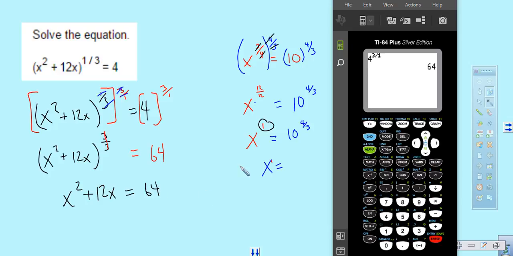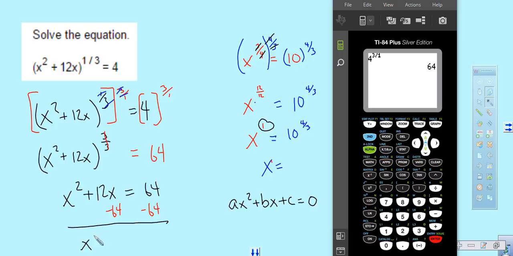At this point, what I would hope is that you see that you have a quadratic equation. A quadratic equation is where I have ax squared plus bx plus c is equal to 0. Oh wait a second, I'm not equal to 0, so I need to go ahead and move this 64 over to the other side.